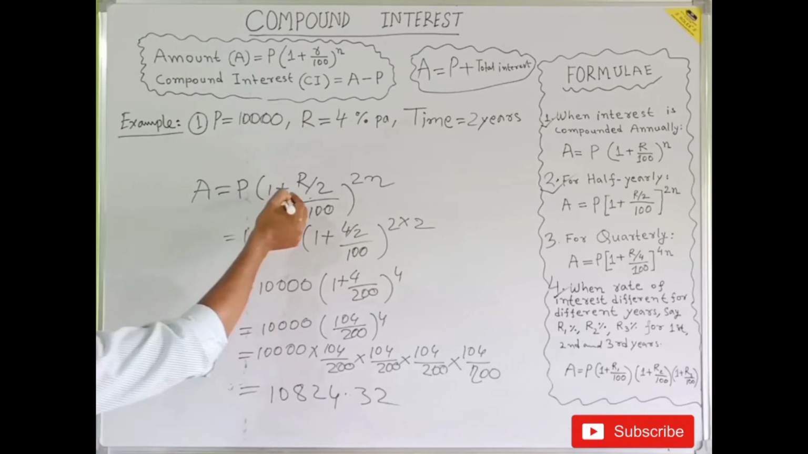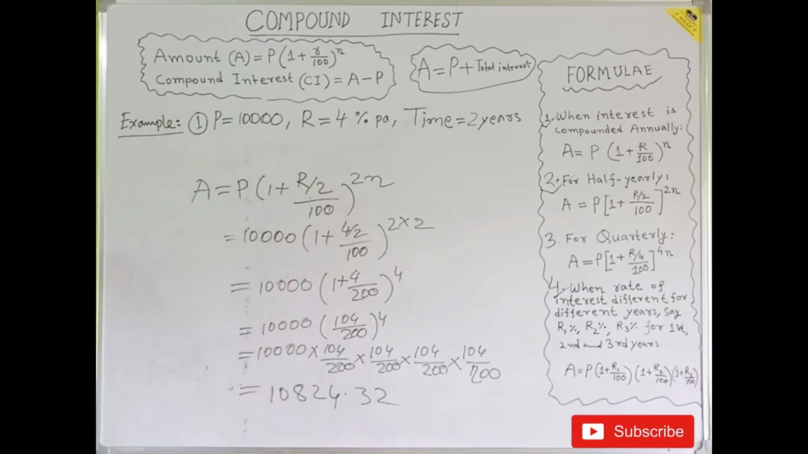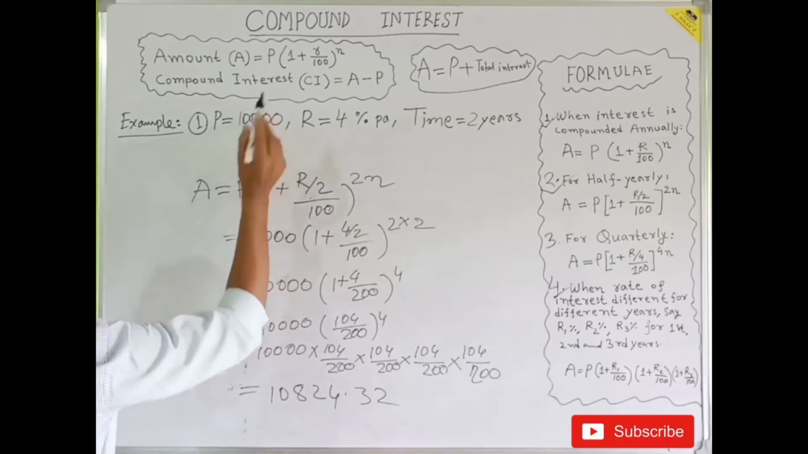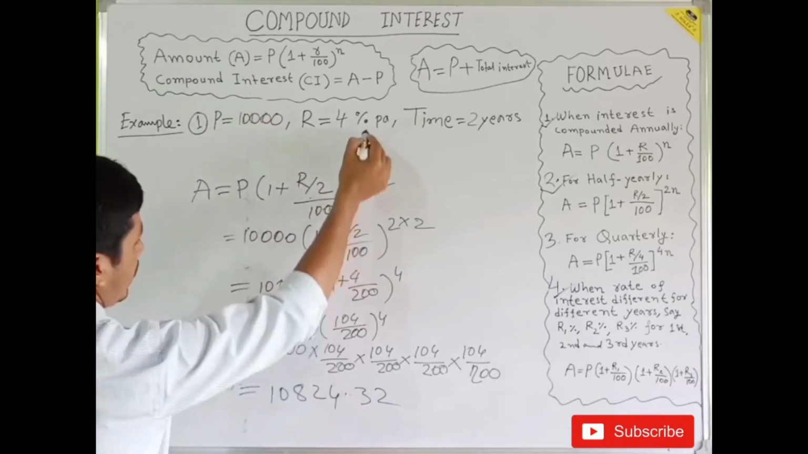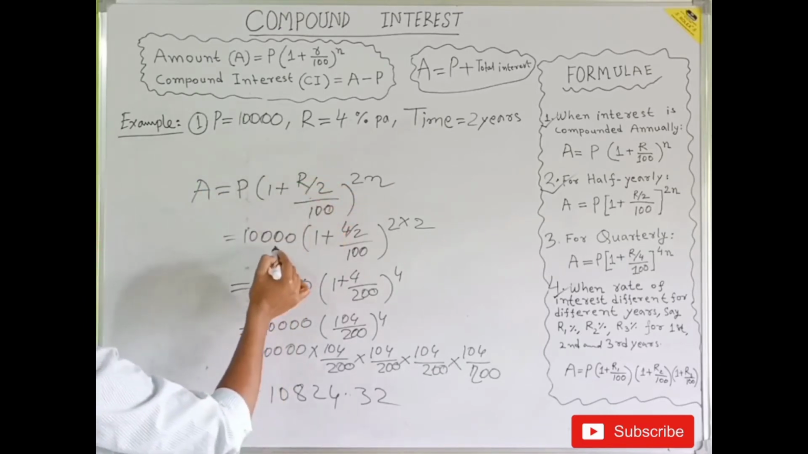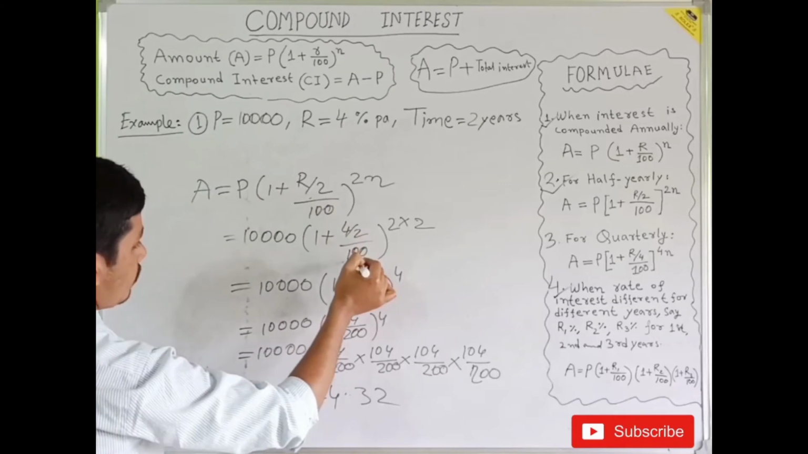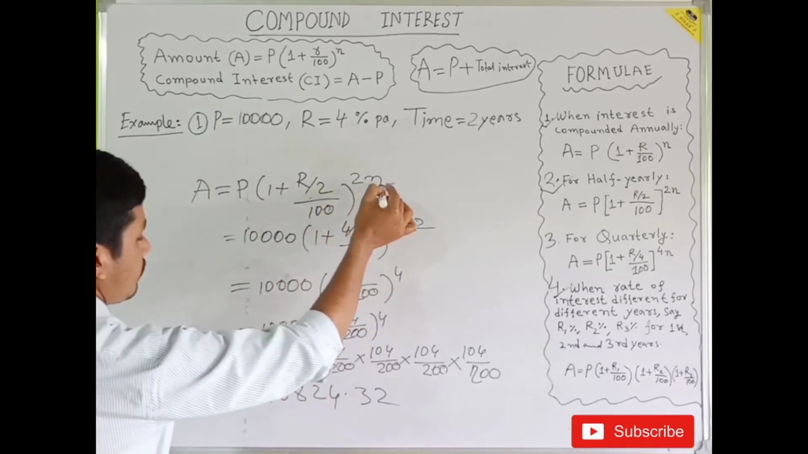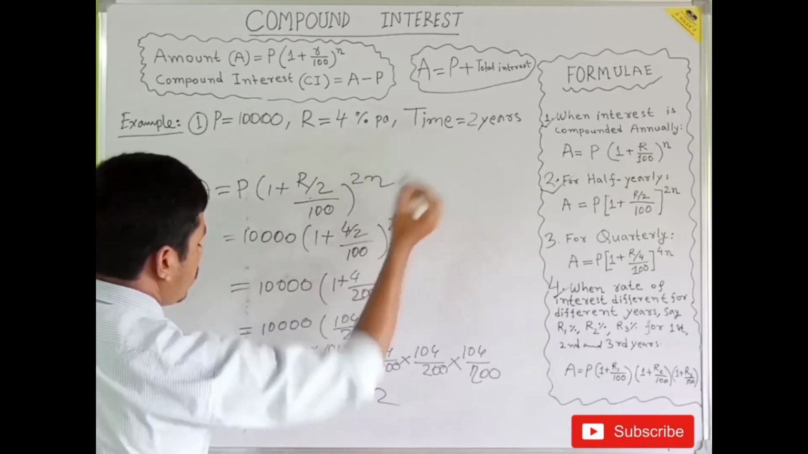When we calculate compound interest half yearly, we follow this formula: A is equal to P into 1 plus R by 2 by 100, to the power 2n. Here principal is 10,000, rate of interest 4% per annum, time 2 years. Now we put these values in the formula: 10,000 into 1 plus 4 by 2 by 100, to the power 2 into 2, because the value of n, the time, is 2 years.